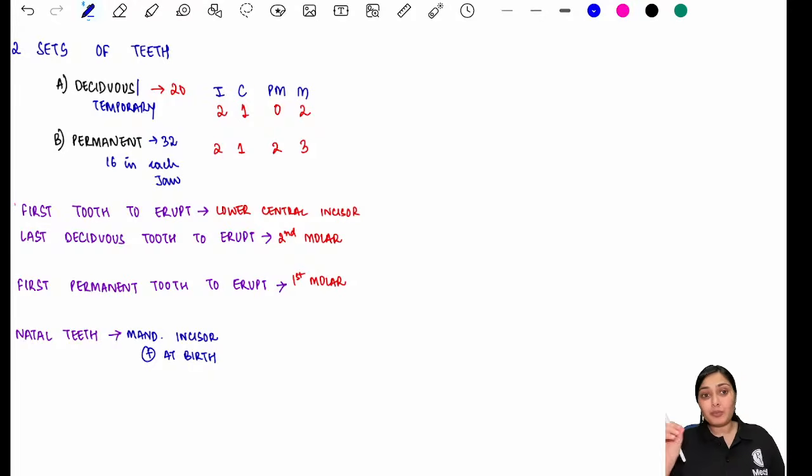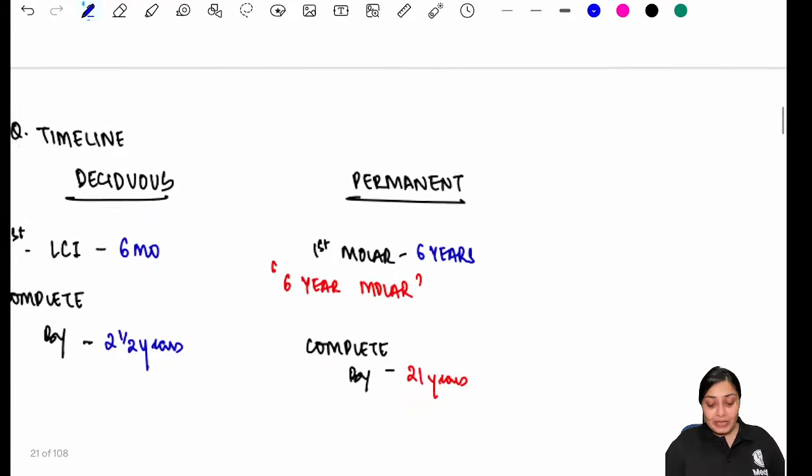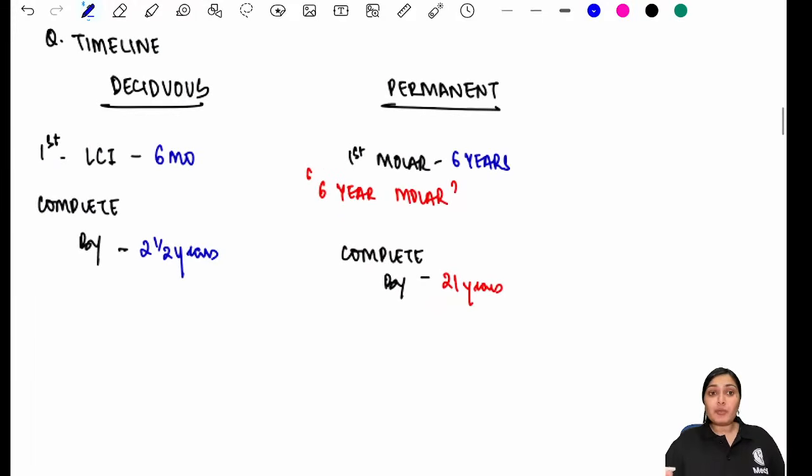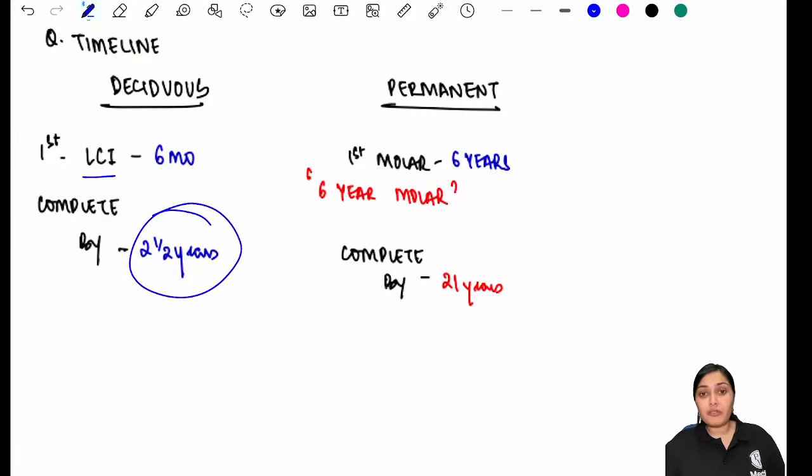and the last deciduous tooth to erupt is the second molar. Then we have the first permanent tooth to erupt, that is the first molar, and then we have something known as natal teeth, which are mandibular incisors present at birth. Timeline is very important. So remember, the first deciduous teeth, the first temporary teeth, that is the lower central incisors, come at 6 months, and this whole set of 20 deciduous teeth is completed by 2.5 years of age.